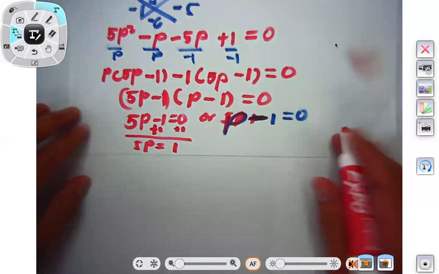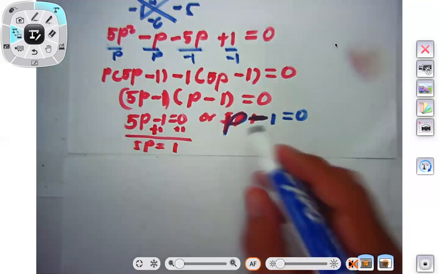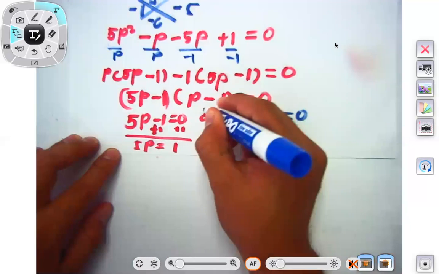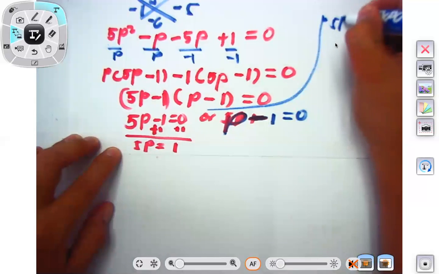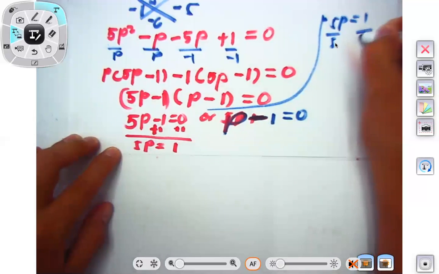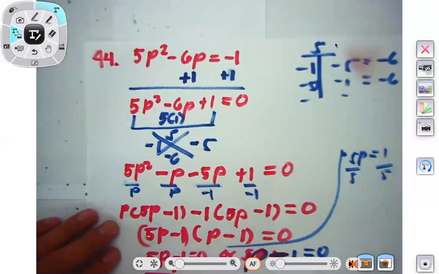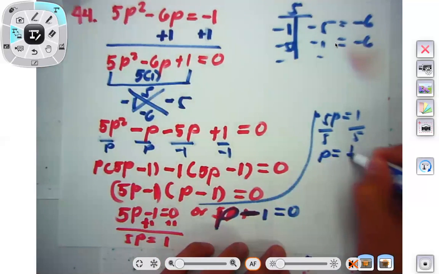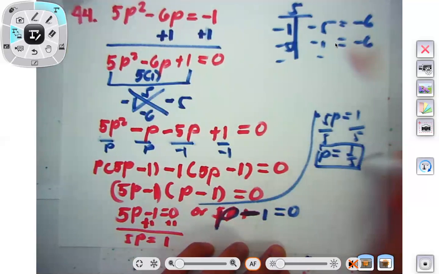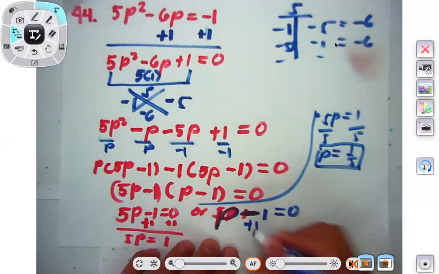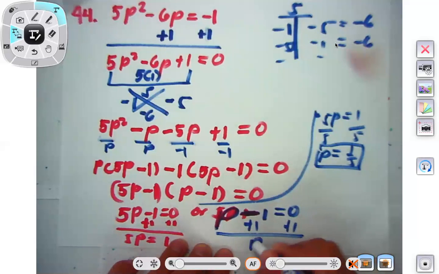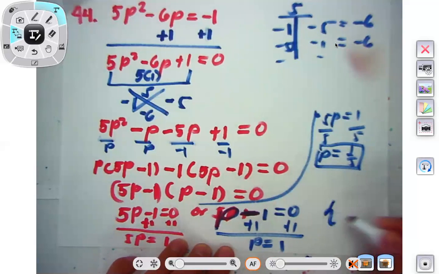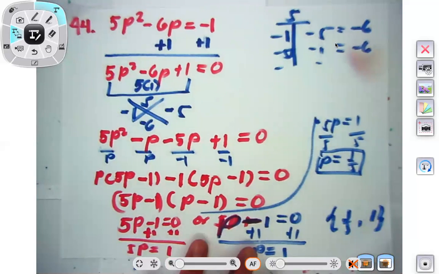And let me continue over here. We divide both sides by 5. So what's your p? Your p is equal to 1 over 5. For p minus 1 equals 0, we add 1 to both sides, and your p is equal to 1. So our solution set will be 1/5, 1. And we are done for this example.